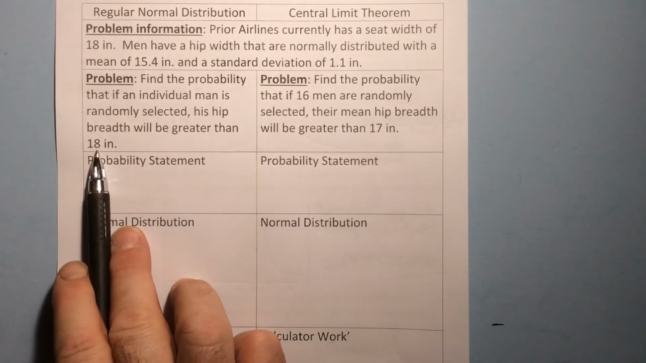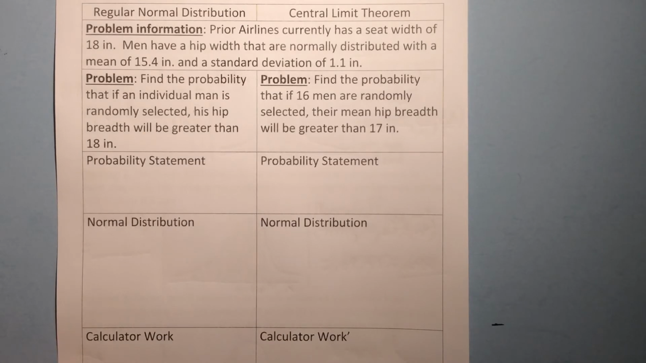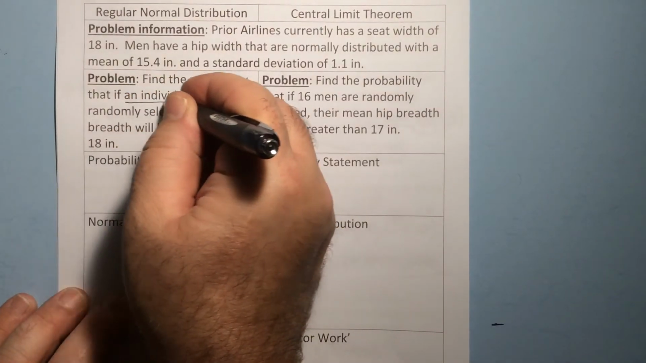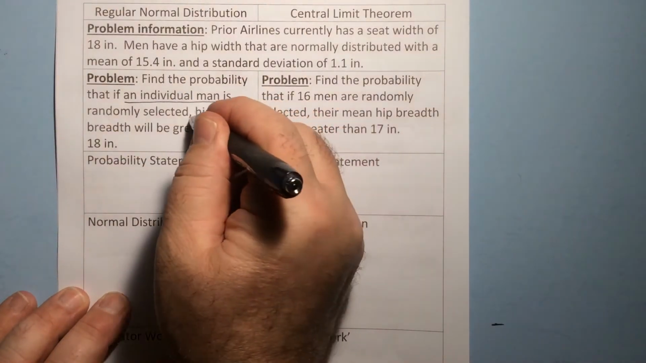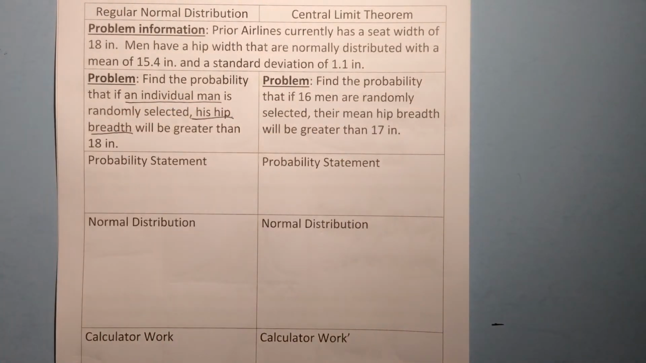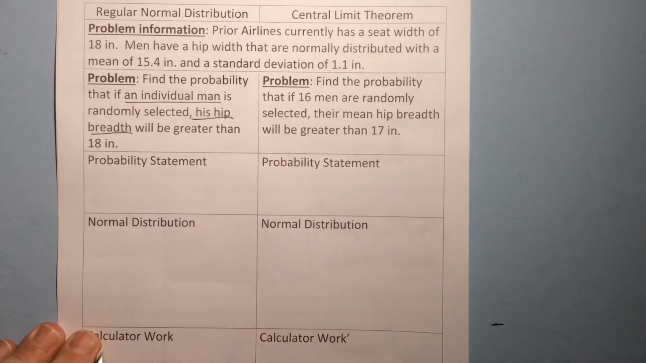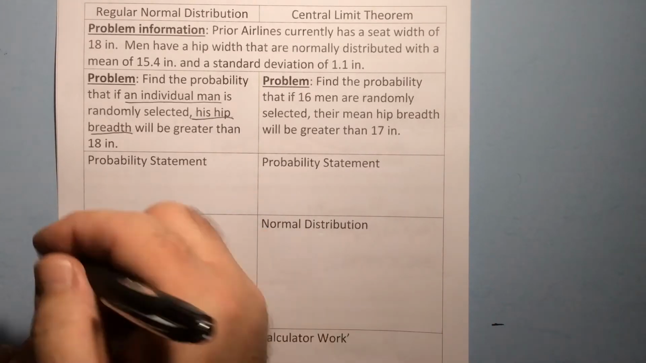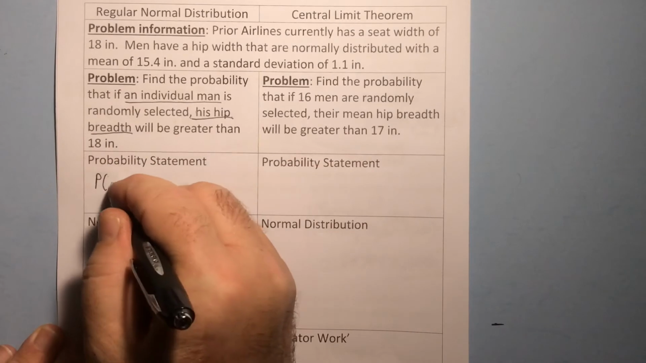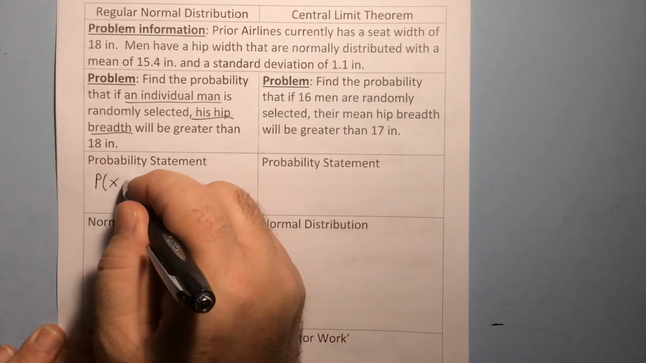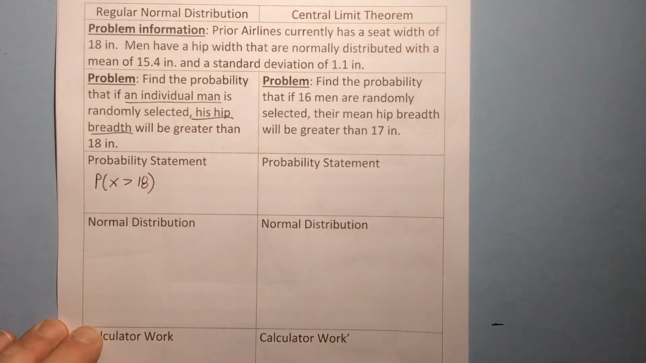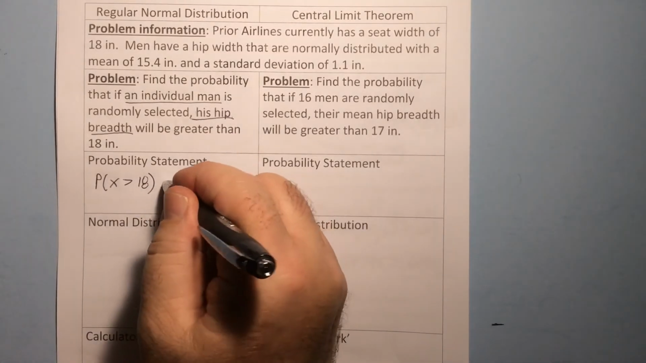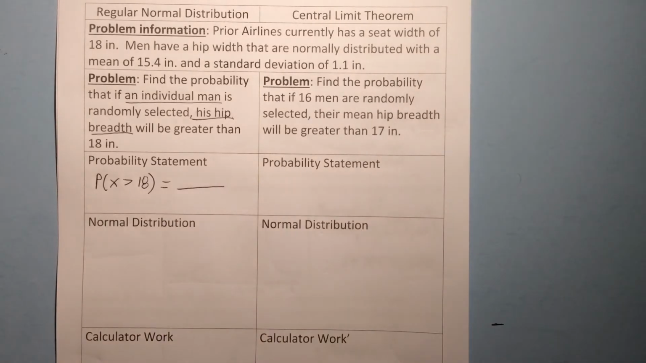So we're going to go ahead and work with this. One thing that tells us that this is just kind of a generic problem is we're looking for an individual man, and it's his hip breadth. So this is what's telling us, because we're looking for one thing, this is going to be a random variable x, and because of that, we're going to first write out the probability statement for this. So we want to know the probability that their hip breadth will be greater than 18 inches. So for the probability statement, we're going to have that the x value is going to be greater than 18. So that's the probability statement we're looking for, and we're going to hopefully answer the question to that, and we'll put our answer there.